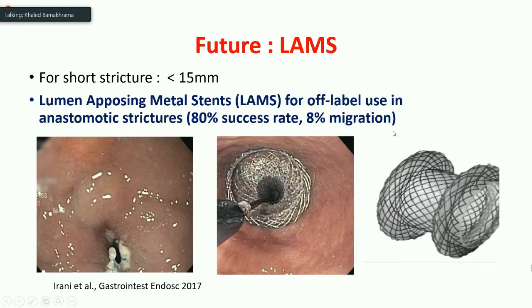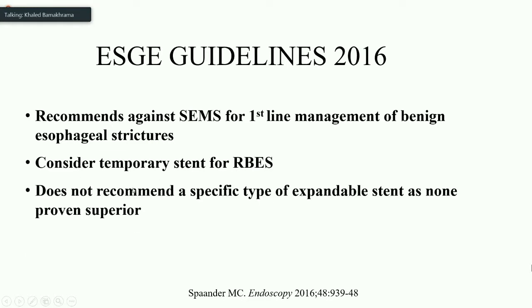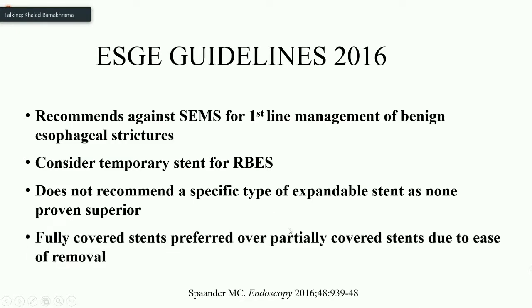If you need to use them, the companies need to modify them for this purpose. So the ESGE guidelines in 2016 recommend against self-expanding stents as the first line for benign esophageal strictures. Consider the temporary stents for refractory, and they don't specify a certain stent better than the other, but their recommendation is not to use a partially covered stent because of the risk of removal after 3 months, and it will be a nightmare to remove those stents.